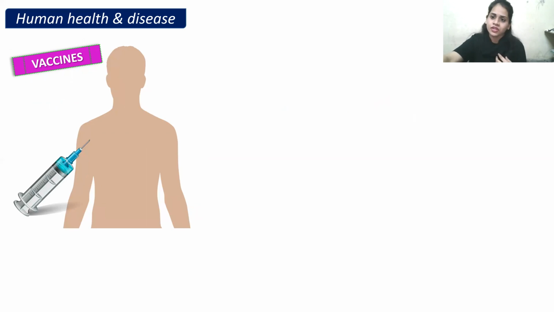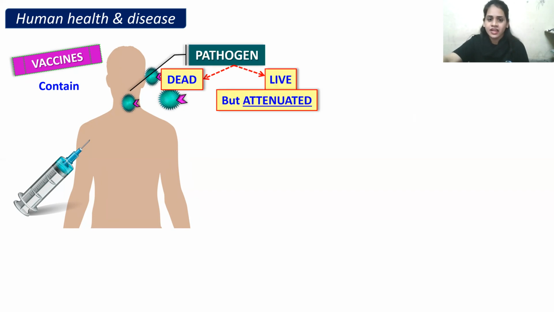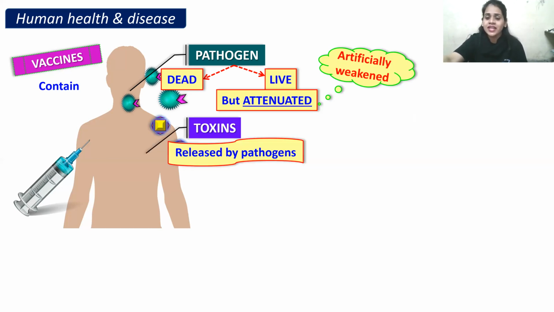So now what do vaccines contain? Vaccines contain pathogen which may be either dead or live. If they are live, they have to be attenuated. Attenuated means artificially weakened. You cannot take it as it is, otherwise you're going to develop a disease to a greater extent. So that is why the pathogens need to be attenuated. They need to be artificially weakened so that your body shows some reactions, but not to that extent. Okay. So attenuated, or the vaccines may contain toxins.